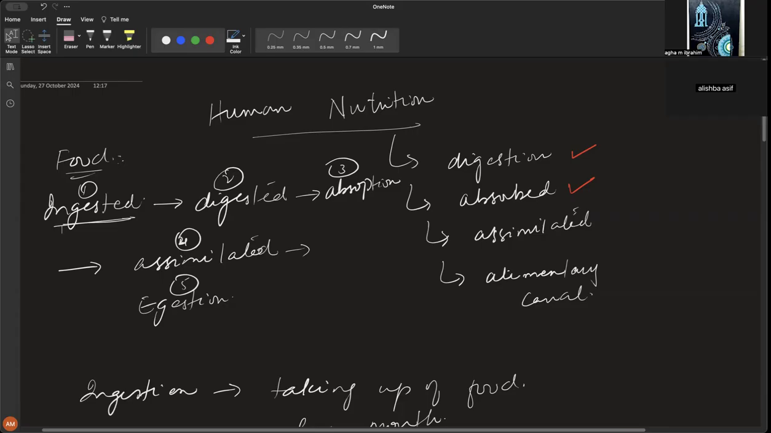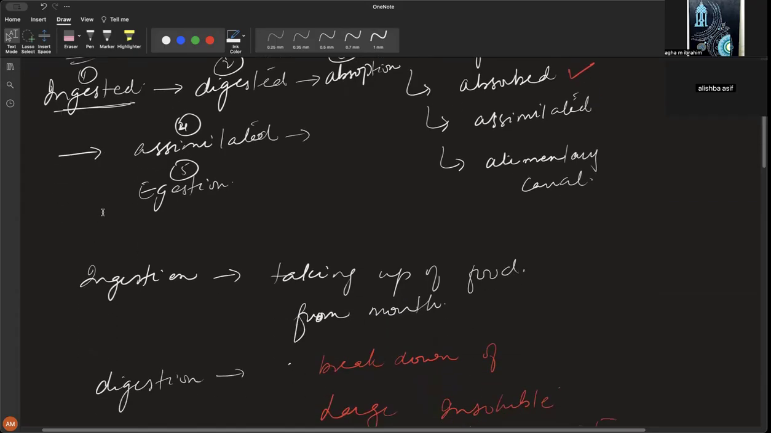Now we'll write about each of these processes that generally take place with the food in a human body. So when we talk about the first one, ingestion is taking up of food through the mouth. This mouth is also called the buccal cavity.